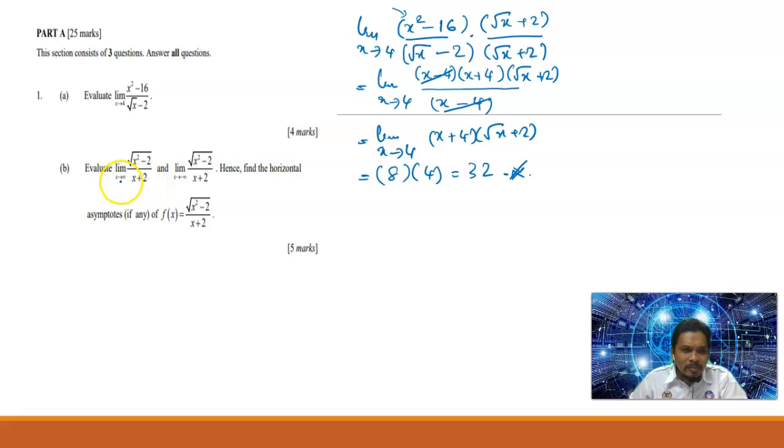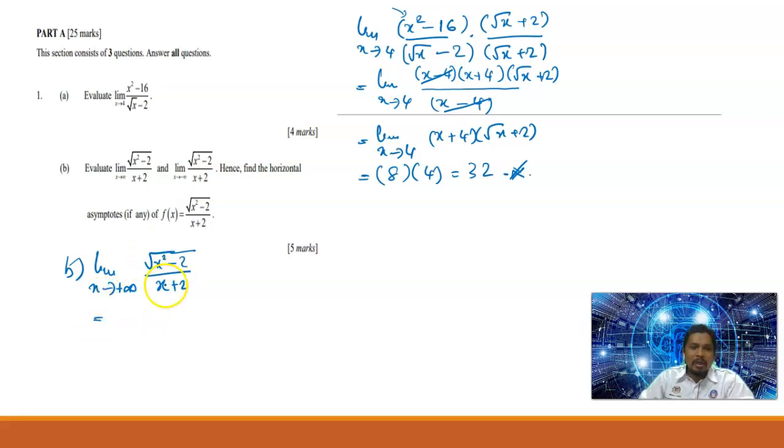This is a limit of x approaching positive infinity and a limit of x approaching negative infinity. Okay, so for B, limit of x approaching positive infinity of square root of x squared minus 2 divided by x plus 2. So class, for limit of x approaching positive or negative infinity, we are going to divide every single term with the highest degree of x from the denominator. And the highest degree of x from the denominator is 1 here.